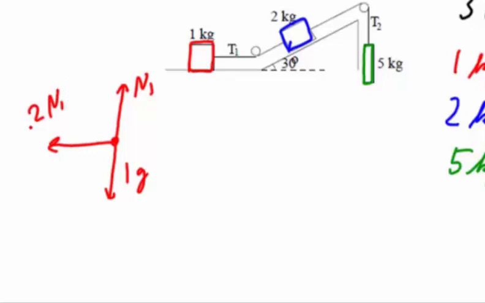Finally, there's one more thing we haven't accounted for. We haven't accounted for the fact that there is a string tied to the object. The string creates a tension, and tensions always pull, meaning that the tension T1 is directed to the right on this object of 1 kilogram mass.